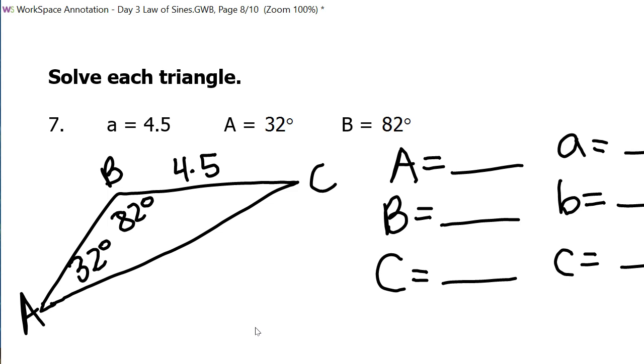Fill in what you know. We know angle A is 32 degrees. We know angle B is 82 degrees. And we know side A is 4.5.